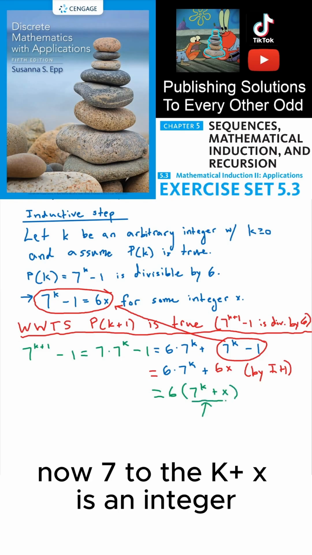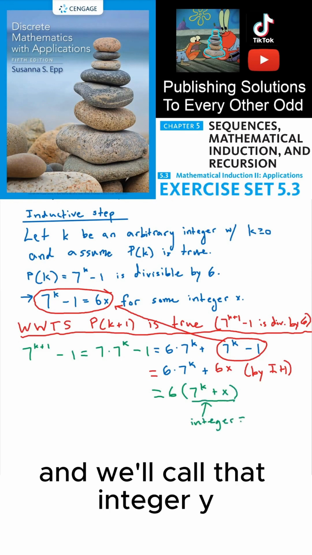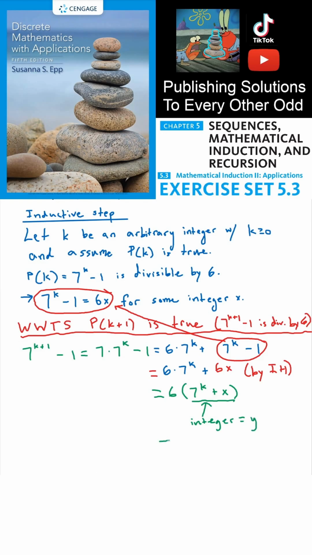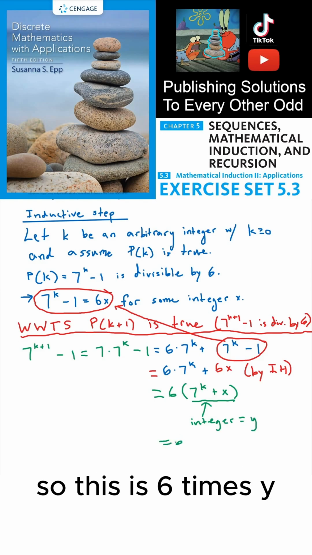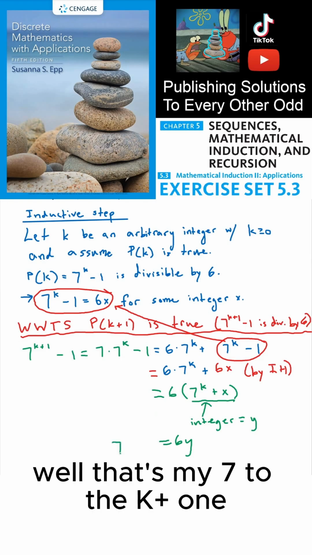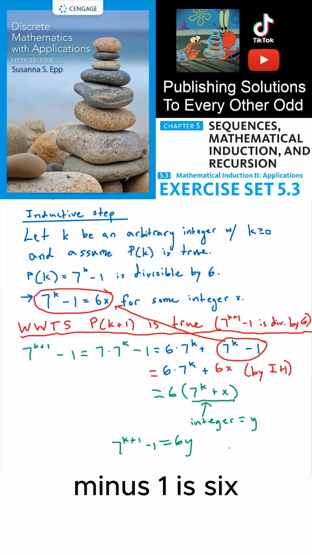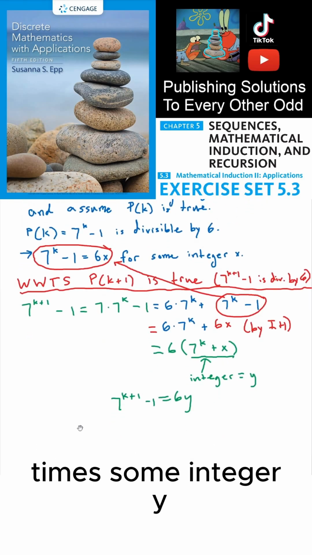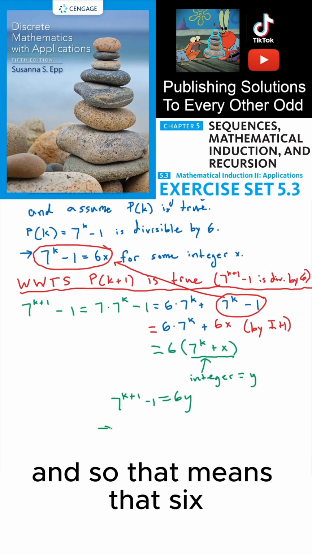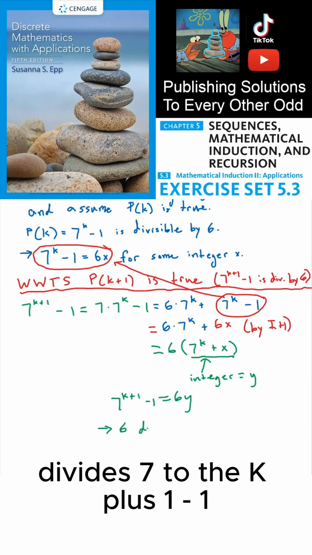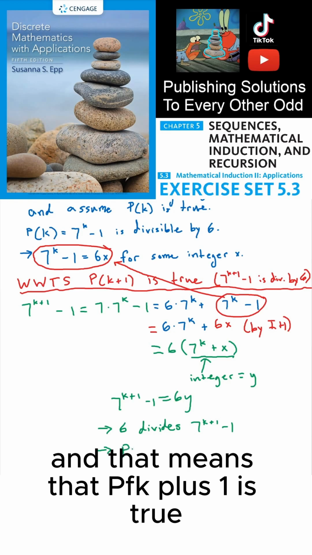Now, 7 to the k plus x is an integer, and we'll call that integer y. So this is 6 times y. And what is 6 times y? Well, that's my 7 to the k plus 1 minus 1 is 6 times some integer y. And so that means that 6 divides 7 to the k plus 1 minus 1. And that means that p of k plus 1 is true.